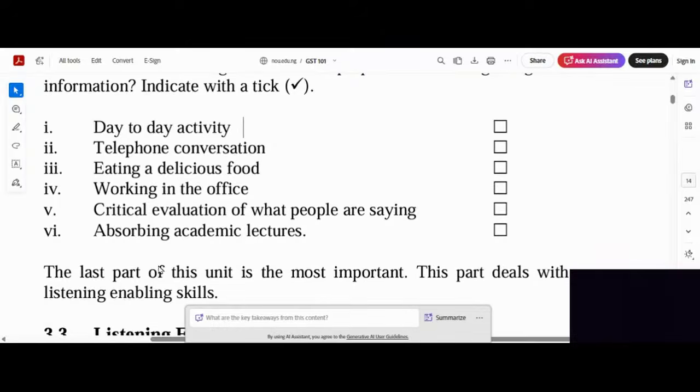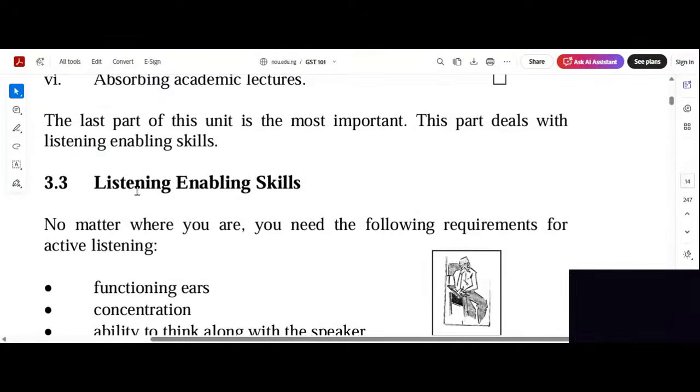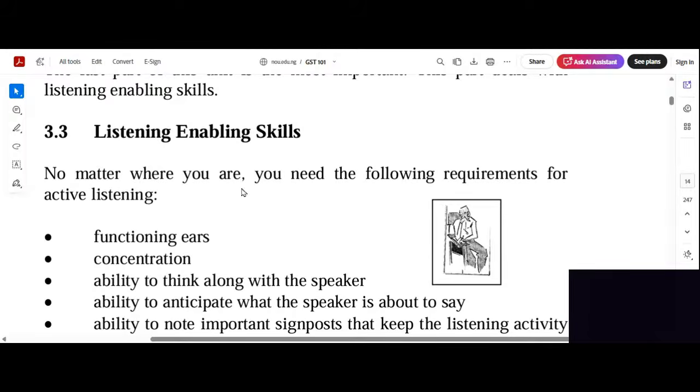Now, we have done justice to this part of the material tonight, and it's wonderful. The next thing we'll be going into in the next class, which will come up very soon, you will be communicated to in the group when the next class will hold. It's possible we hold it just once a week or twice a week. I can't tell yet, depending on how many other courses we still take. Now, listening enabling skills is what we'll go into next.